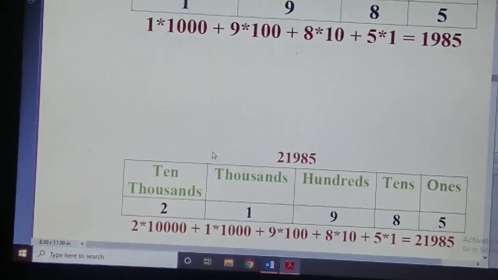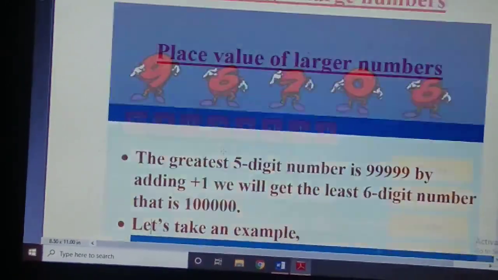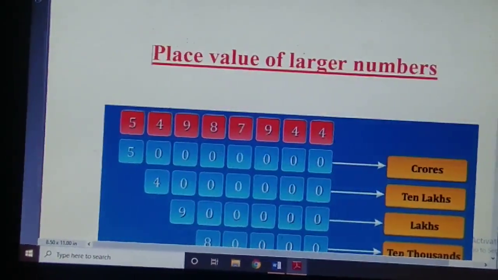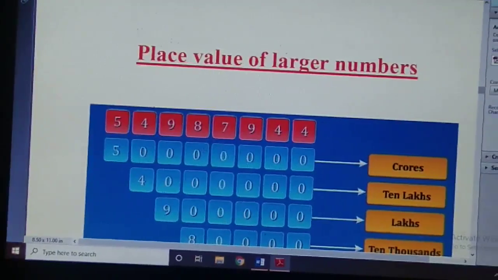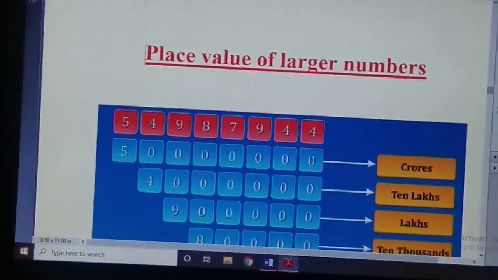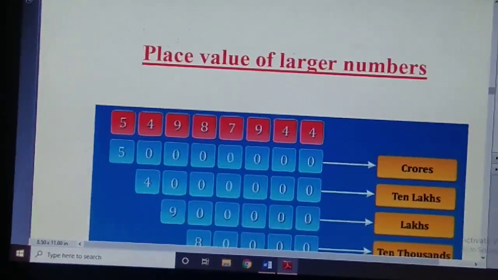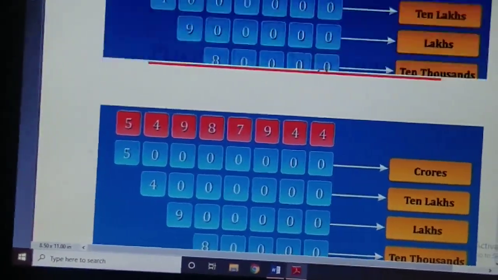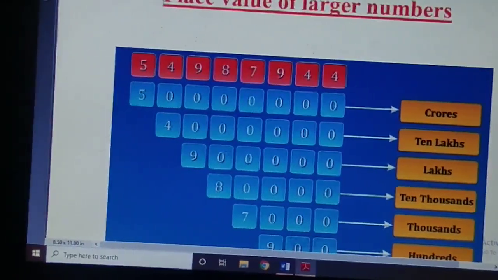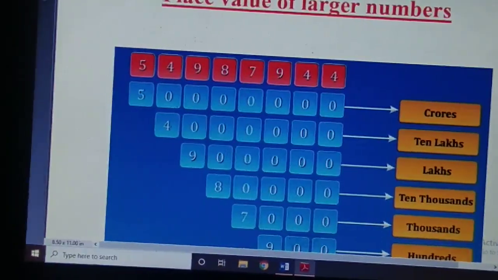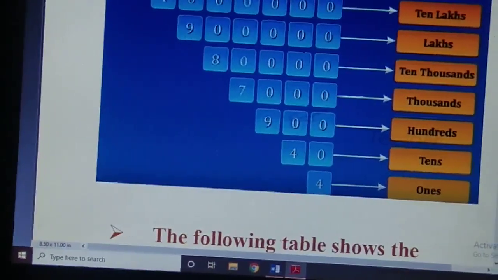Now we are introduced to large numbers. Before that, we will find the place value of the larger number. Here we have the numbers 5, 4, 9, 8, 7, 9, 4, 4. Here we can see 5 is in the crores place, 4 is in the 10 lakhs place, 9 is in the lakhs place, 8 is in the 10,000 place, 7 is in the 1000 place, 9 is in the 100 place, 4 is in the tens place and 4 is in the ones place.